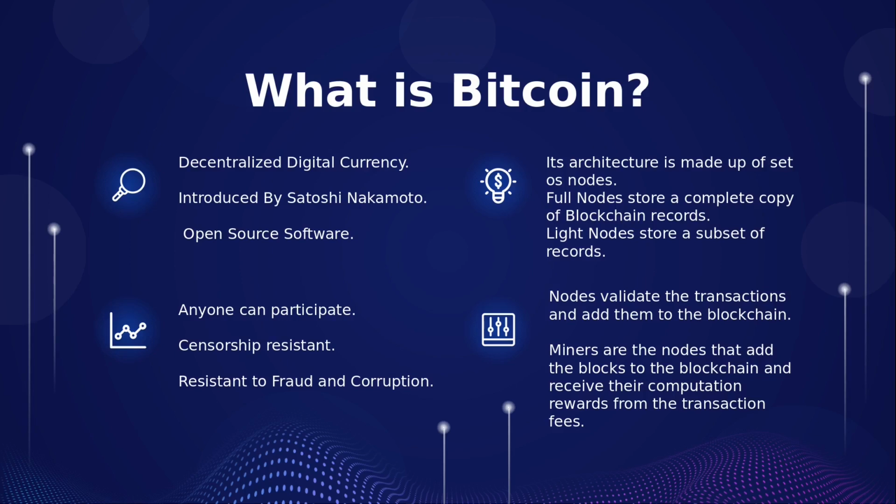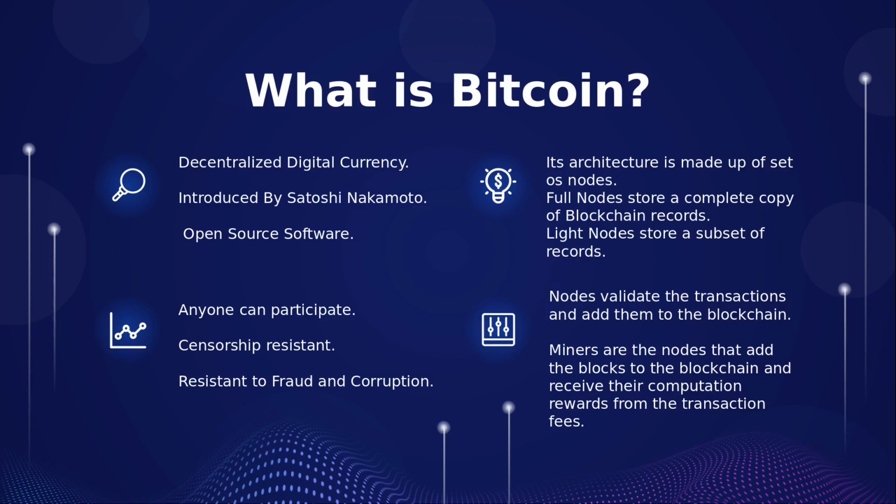Let's talk a little bit about the mechanism of Bitcoin. The Bitcoin protocol is based on a distributed ledger technology called the blockchain. The blockchain is a continuously growing list of records called blocks, which are linked and secured using cryptography. Each block contains a cryptographic hash of the previous block, a timestamp, and transaction data.